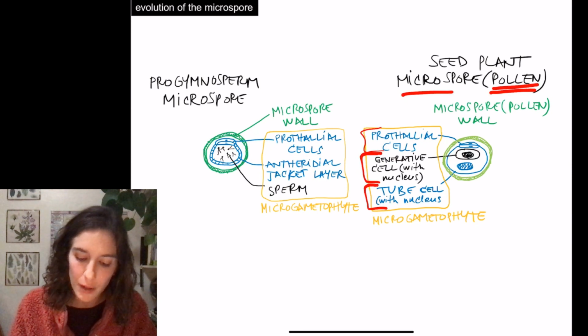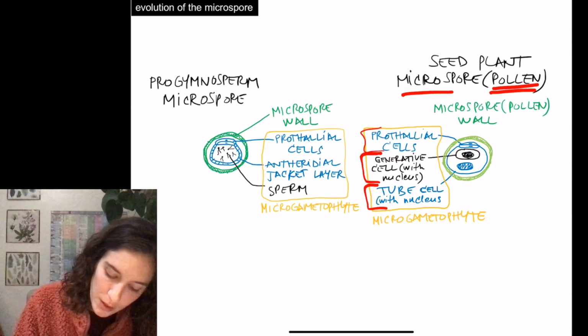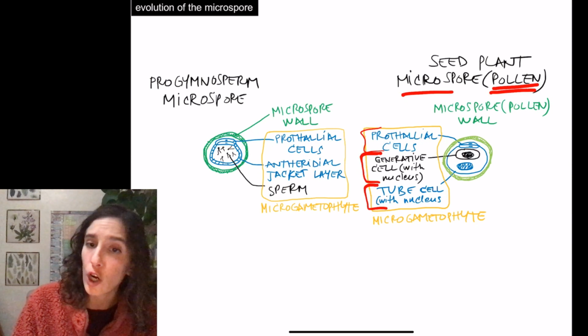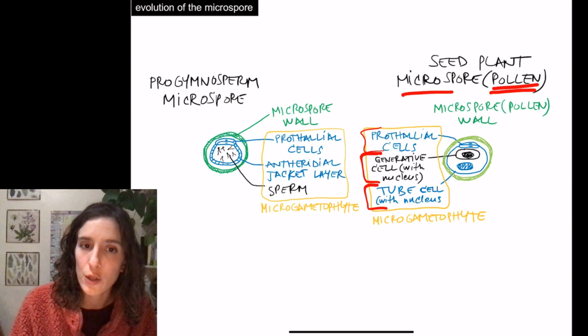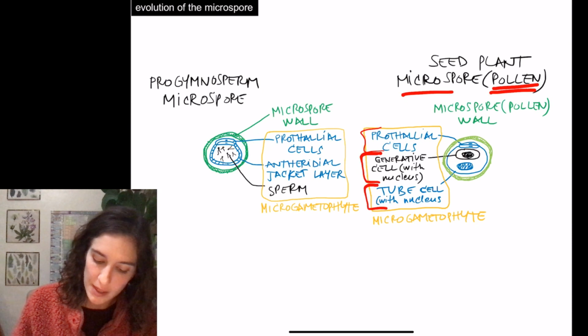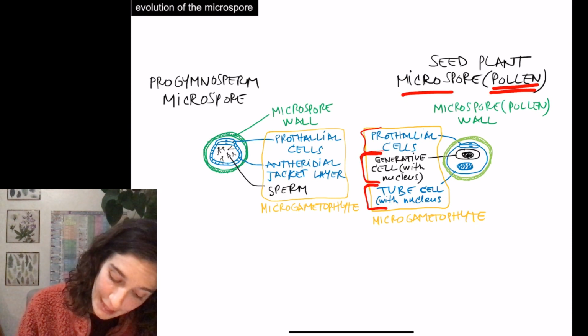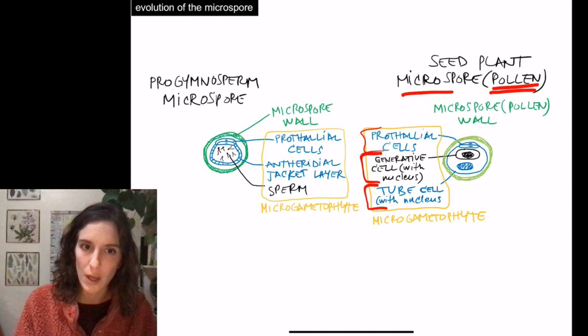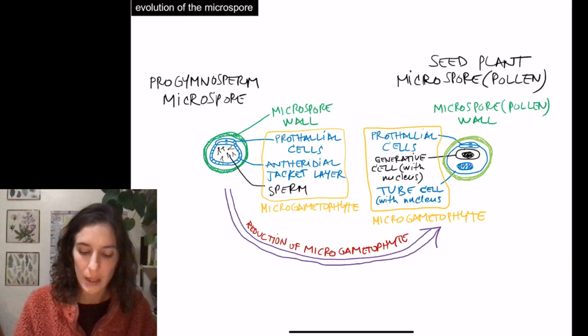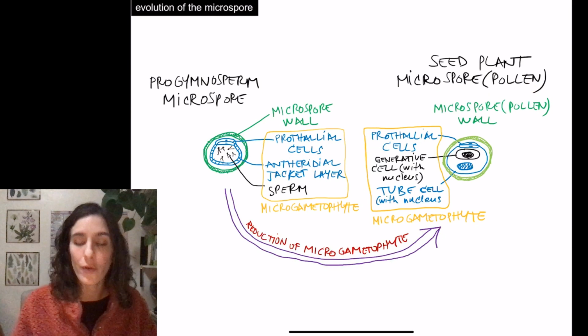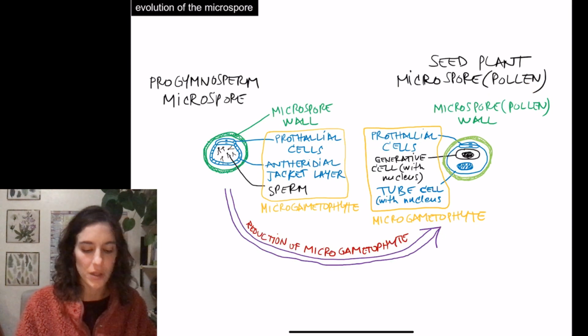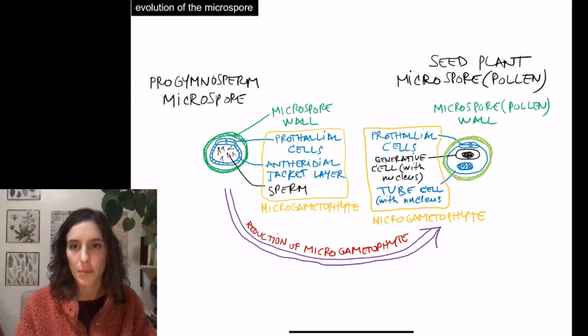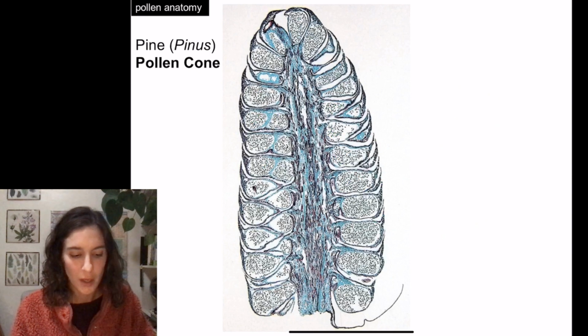The tube cell is a structure that's quite large, actually, here. It's got a nucleus, and then the generative cell is in black here, and it also has a nucleus, but it almost looks like it's literally inside of that tube cell. Well, it kind of is, actually. So anyway, over evolutionary time, there was a reduction of the microgametophyte. That's the main point of this. So let's look at where those pollen grains come from.